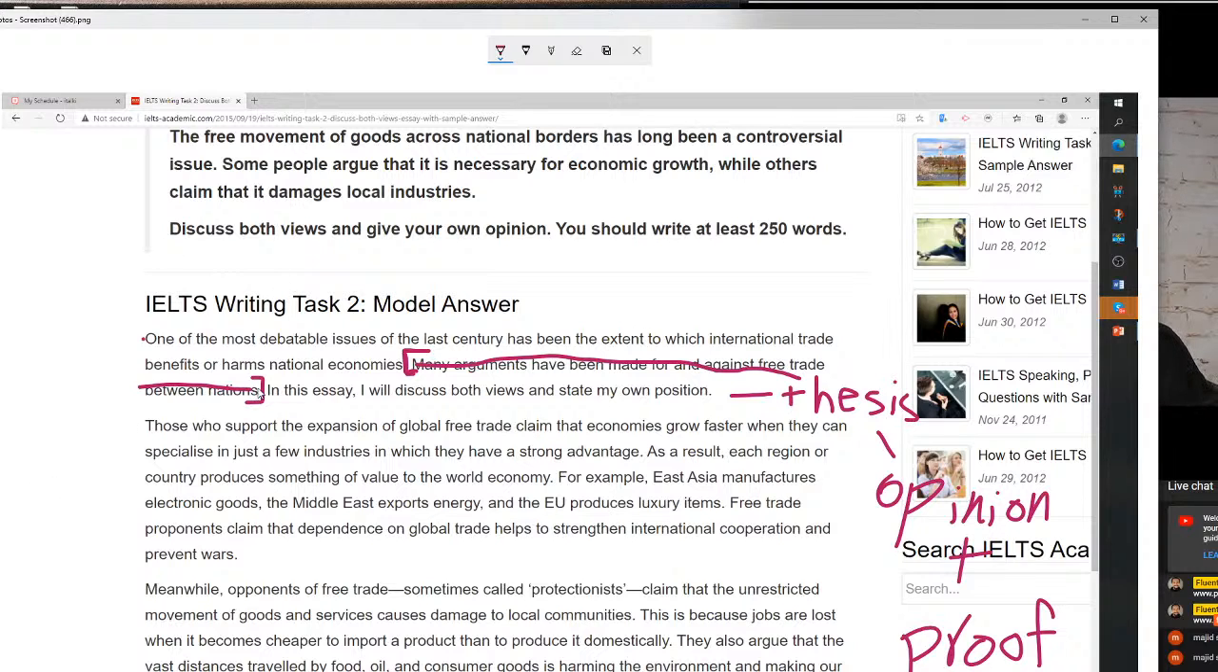My issue with this is that this thesis statement is not doing either of those things. I don't know what the opinion is. You say you're going to state your opinion, but you don't state the opinion. So I don't know what your argument is. You'll discuss both views. I don't even know what you're going to say about both views. Okay, so as a thesis statement, this isn't doing anything. It's a pretty weak sentence.